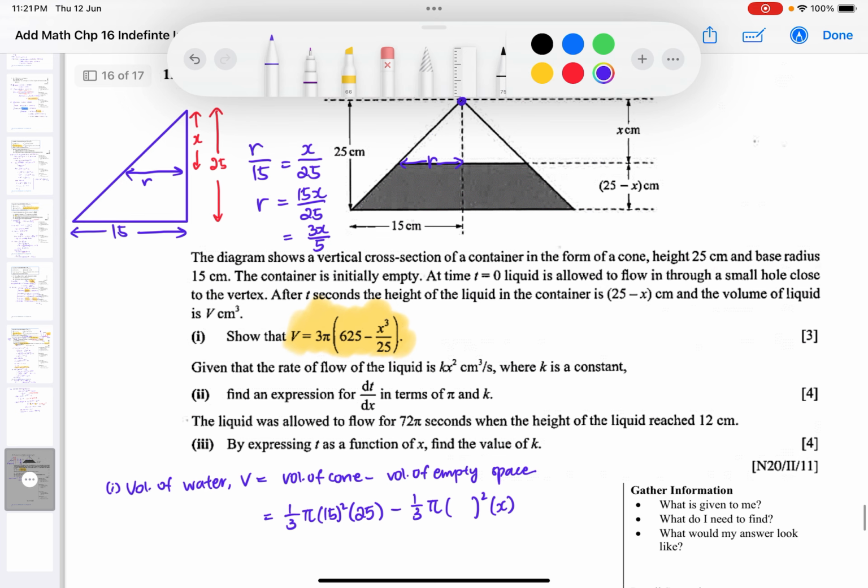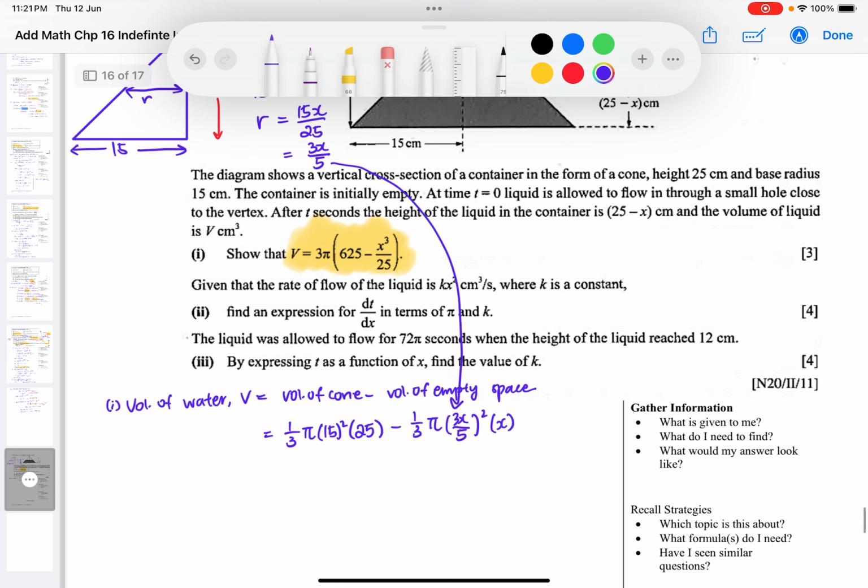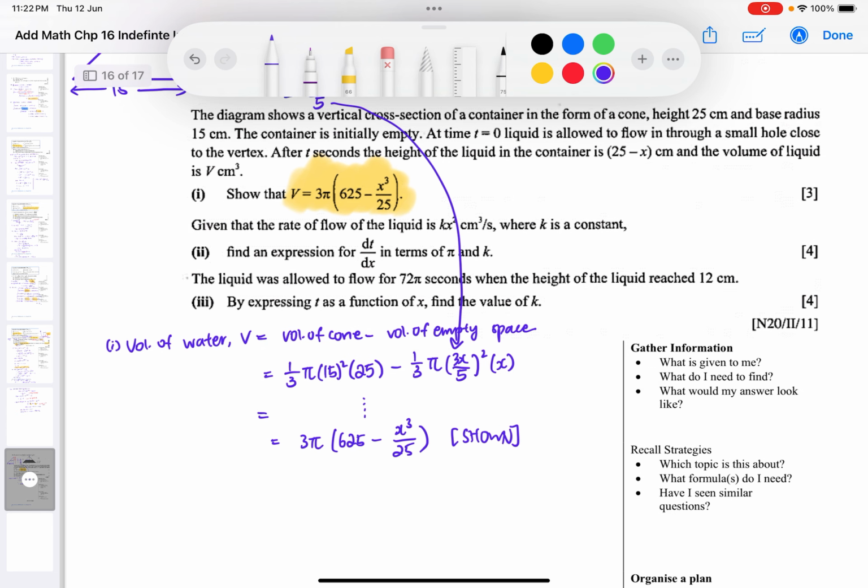So this I can now sub in as 3x over 5. Okay, sub this into our formula. And then I can simplify this to show the answer. So I'll leave the simplification to you, do it yourself, and then you should be able to get it to look like this. Okay, shown. There's some simple manipulation that you all should be able to do.